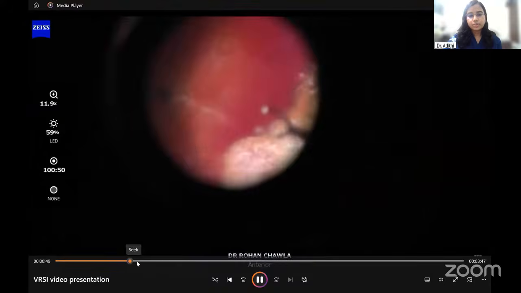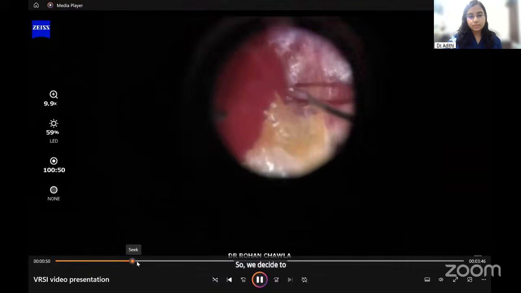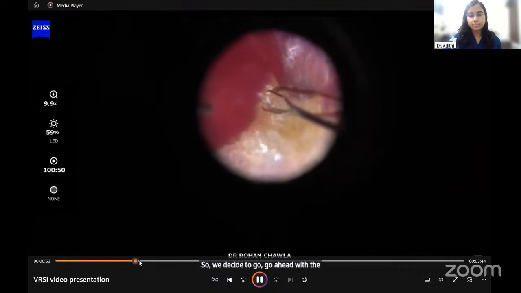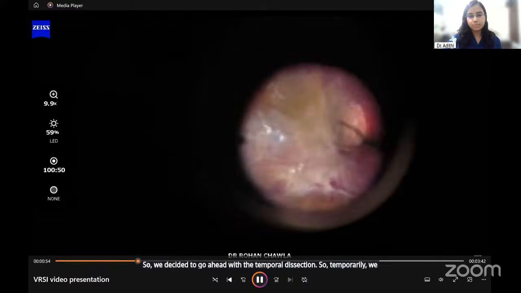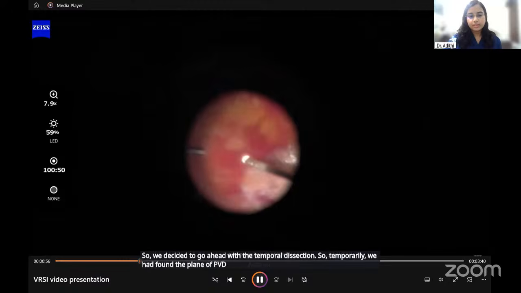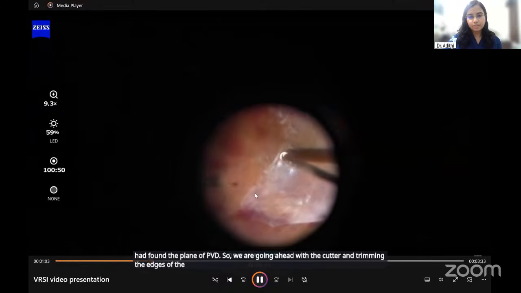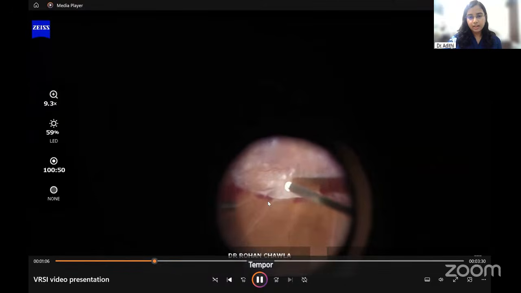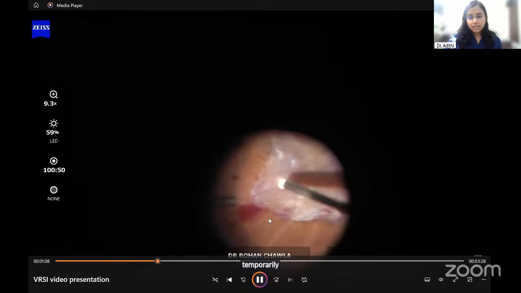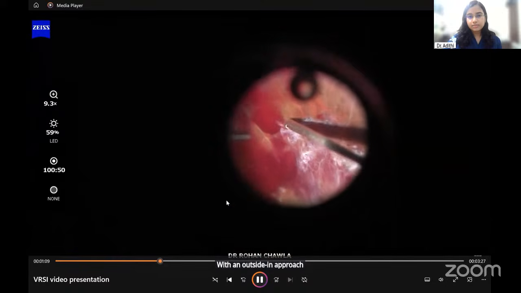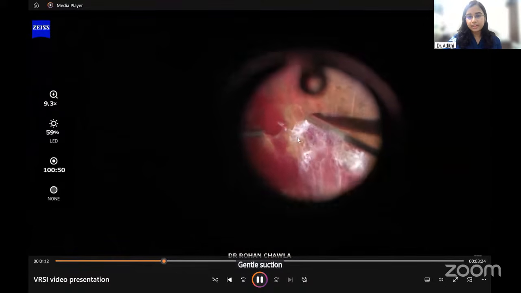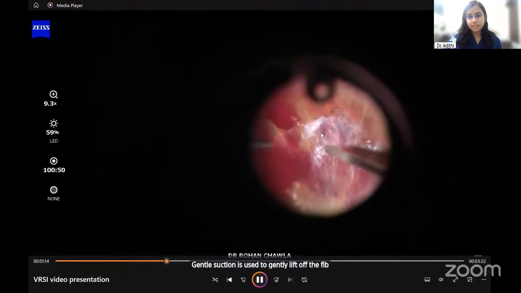So we decide to go ahead with the temporal dissection. Temporally, we had found the plane of PVD. So we are going ahead with the cutter and trimming the edges of the fibrovascular proliferation temporally with an outside-in approach. Gentle suction is used to gently lift off the fibrovascular sheet from the retina.